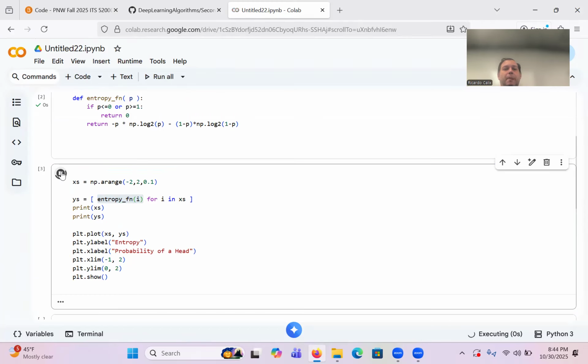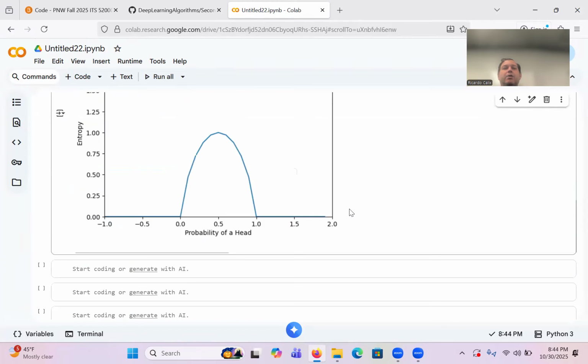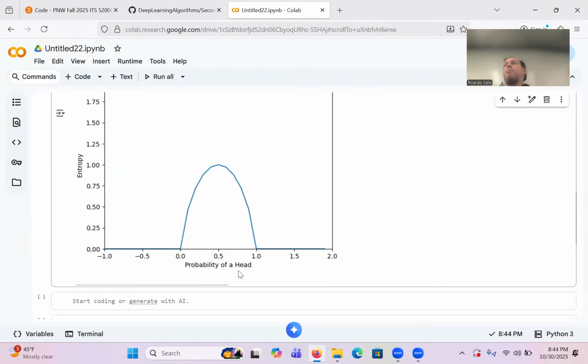Okay, so here we are. And there you go. So you can see here, this is the probability of head, and this is the entropy, right? The formula captures it perfectly. So if the probability of head is 0, what's the entropy? 0, right? If the probability of head is 1, what's the entropy? 0. Do you see that? But sometimes we're going to have a situation where the probability is like 0.2 to 0.8, right? And you can see the entropy there.